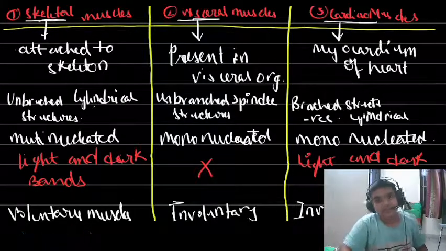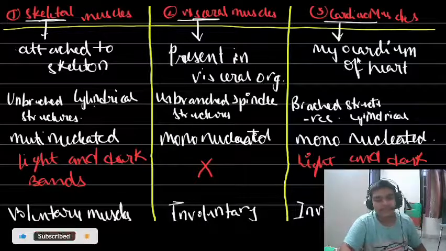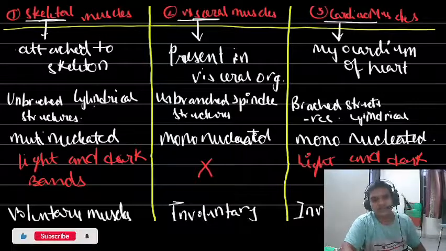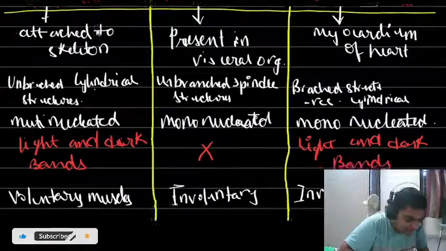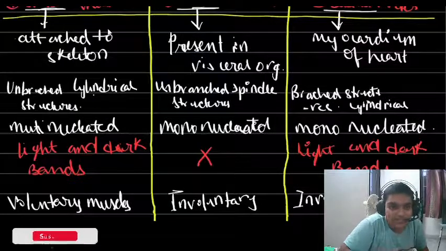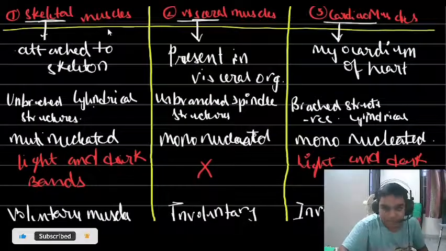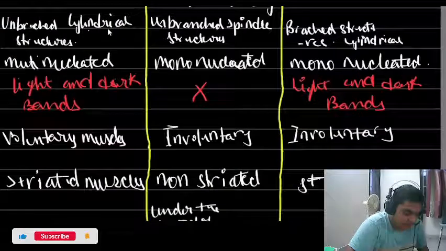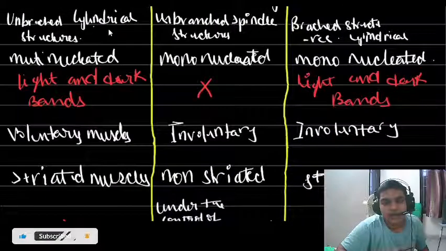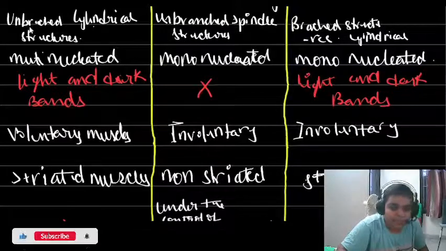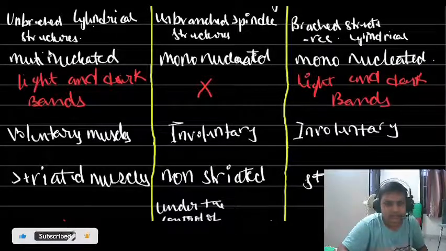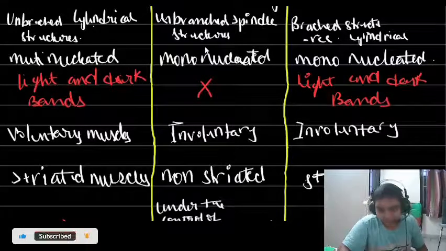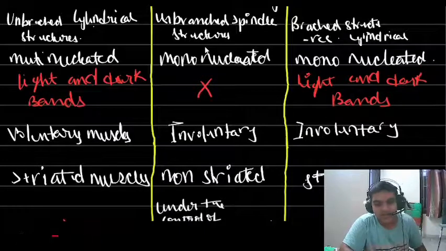Now these cardiac muscles have features that are very simple to remember. Cardiac muscles are a mixture of visceral muscles as well as skeletal muscles. You will see the features mixing with each other. Now let's move on to the second point. Skeletal muscles are unbranched cylindrical structures. They are in the form of cylinders.